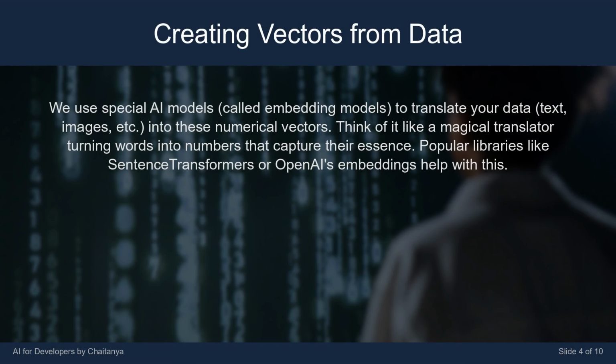We use special AI models, called embedding models, to translate your data, text, images, etc., into these numerical vectors. Think of it like a magical translator turning words into numbers that capture their essence. Popular libraries like sentence transformers or OpenAI's embeddings help with this.